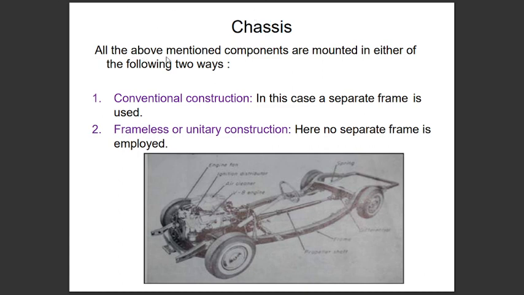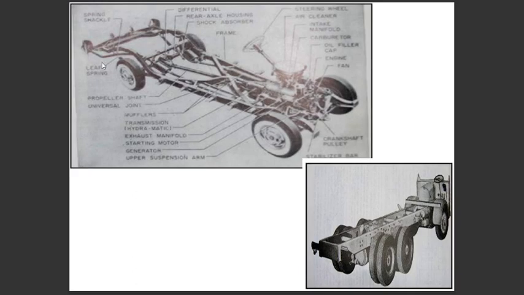Next, discuss the frame of the chassis. All the above mentioned components are mounted in either of the following two ways: the conventional type, or frameless or unitary construction. Conventional construction: in this case, a separate frame is used. Frameless or unitary construction: here no separate frame is employed. These are the conventional type.